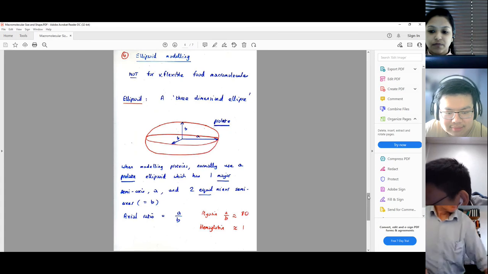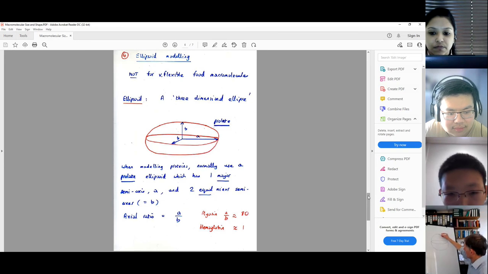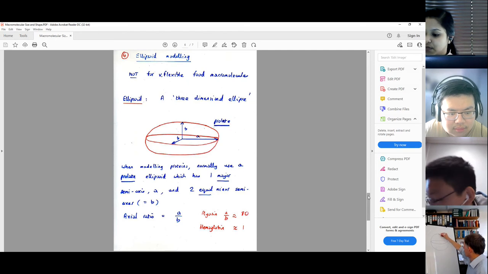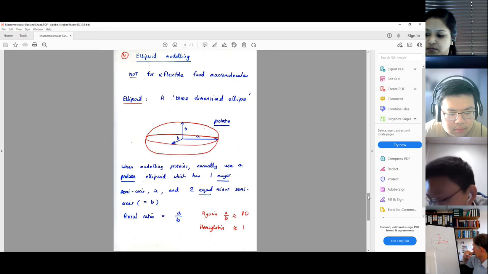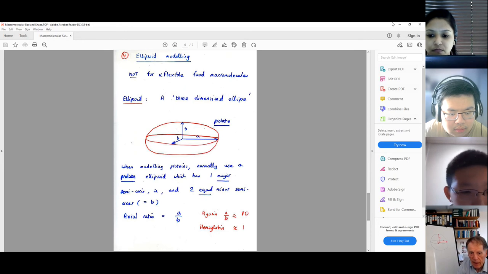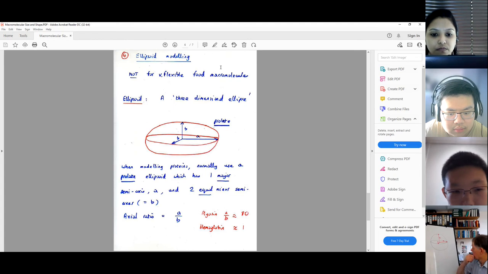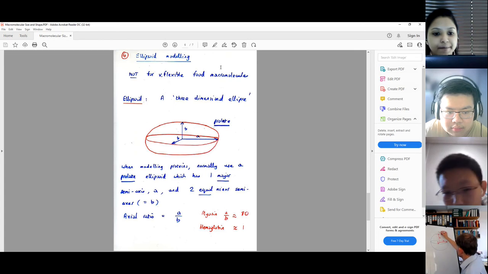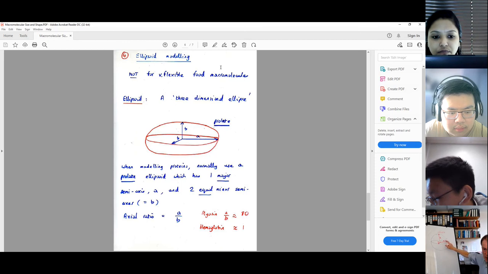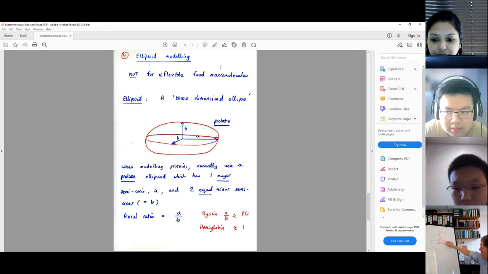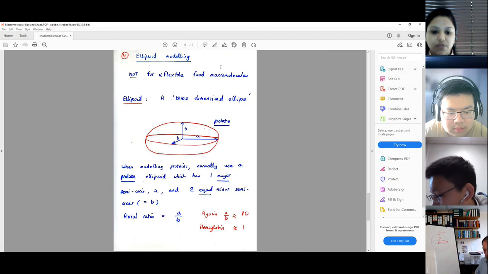Right, so this shape has two long axes and one short axis. A prolate ellipsoid has one long axis and two short axes. This is called an oblate ellipsoid. Two long axes and one short axis.